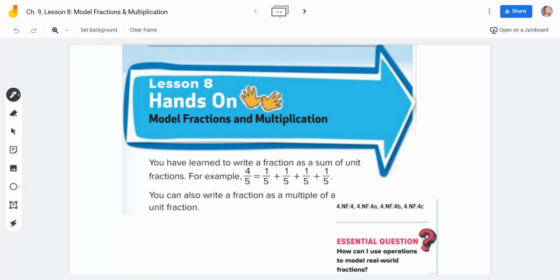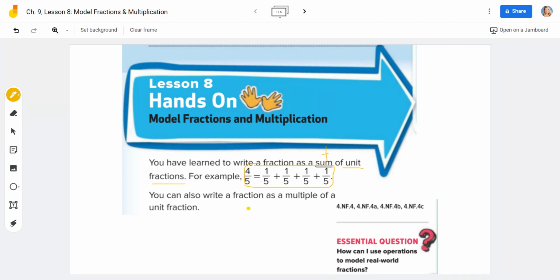It says that we have learned how to write a fraction as a sum. Remember, sum means to add a sum of unit fractions. So you know all unit fractions have a 1 on top. So we've learned to write a fraction as a sum of unit fractions. And here's our example, 4/5. I would add my unit fractions 4 times to get to 4/5.